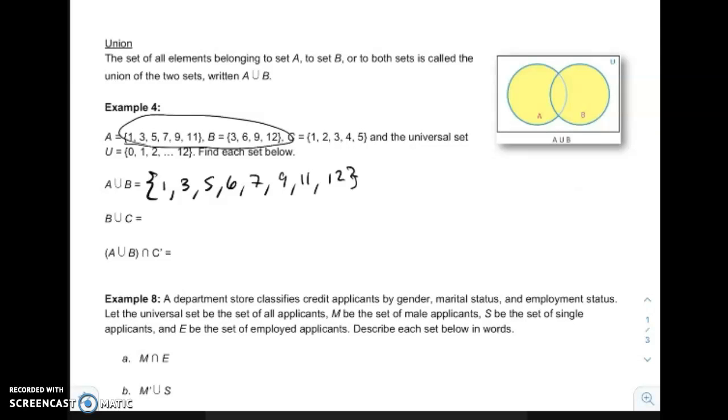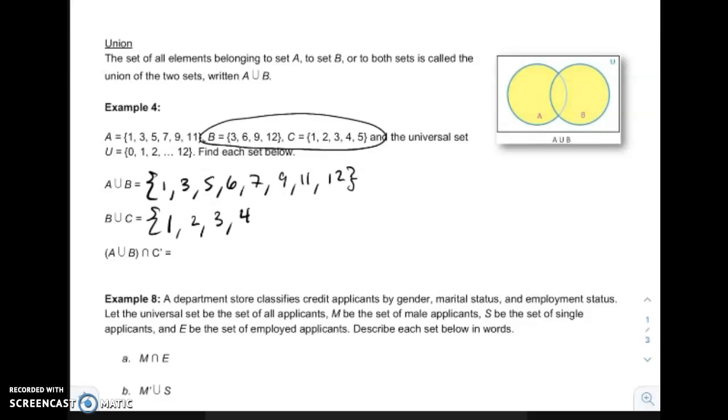So B union C. For B union C, these two, we see that C has a 1 and a 2. They both have a 3. C has a 4. C has a 5. And then B has 6, 9, 12.